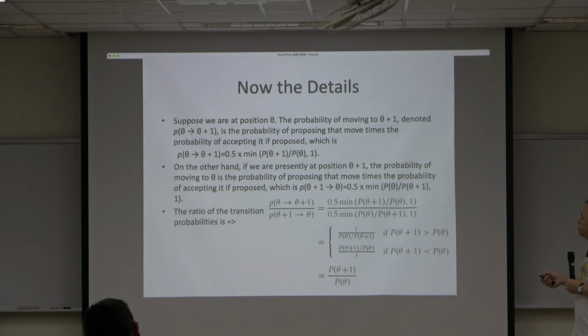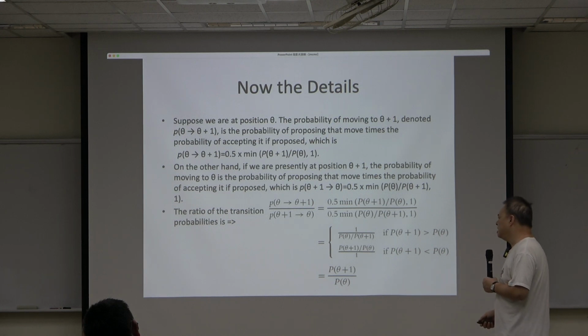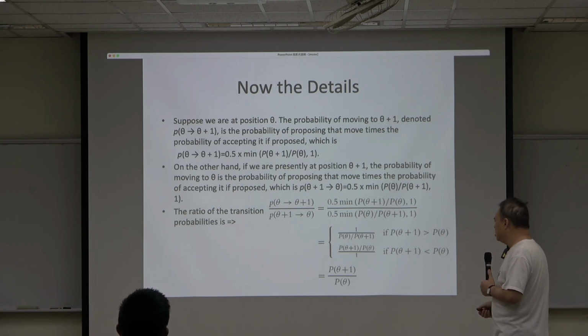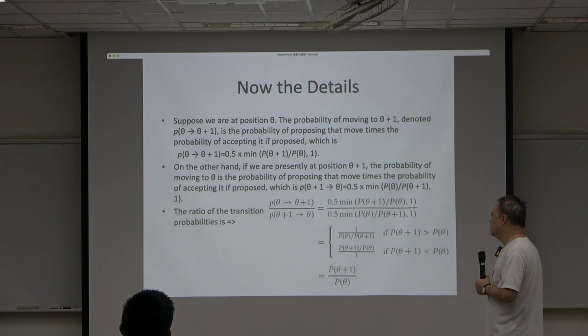So I try to show you that this idea works, okay, in the sense that it's going to allow the result to converge to the desired distribution. We use this: if you see the ratio of the probability of going from theta to theta plus 1 divided by the probability of going from theta plus 1 to theta, it turns out to be this one, okay?